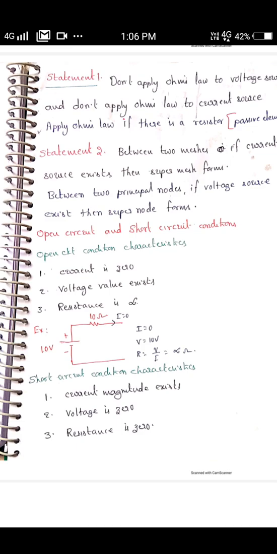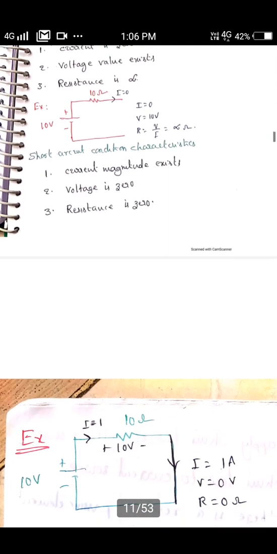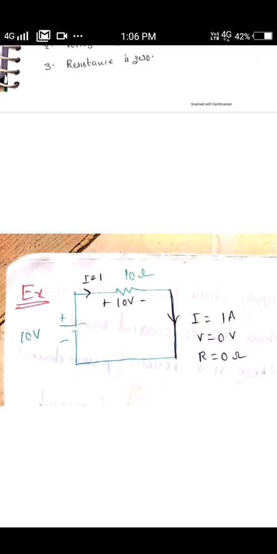In the short circuit condition, characteristics are: current magnitude will exist, voltage is 0, and the resistance is also 0. To understand this, we take this example. See this example, I provided a closed path to the resistor. Now if I ask how many elements are there, we can say 2 elements: 1 10 volt voltage source and 1 10 ohm resistor.